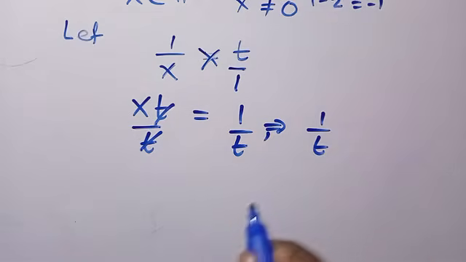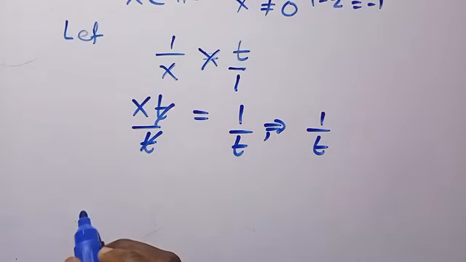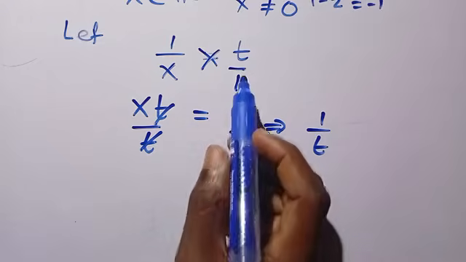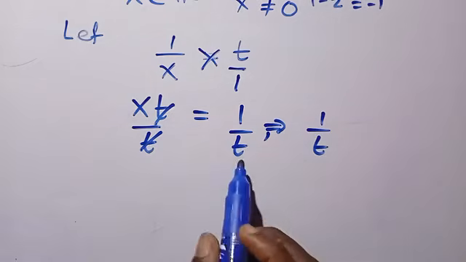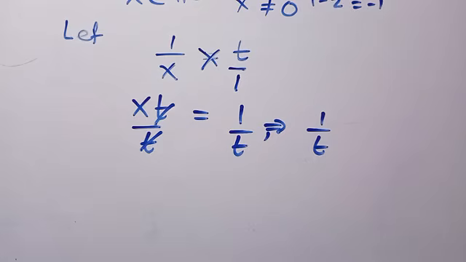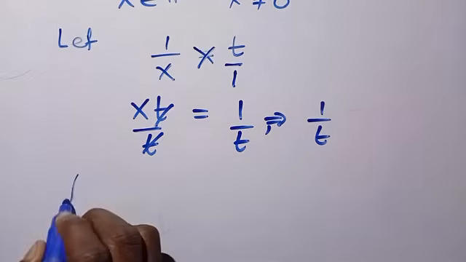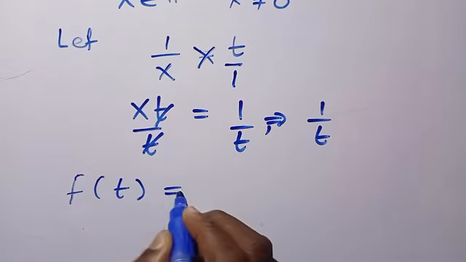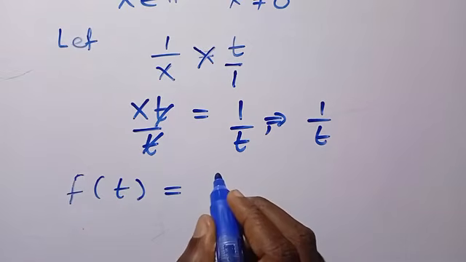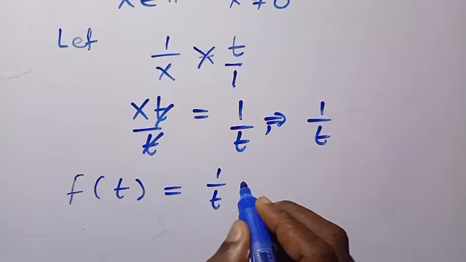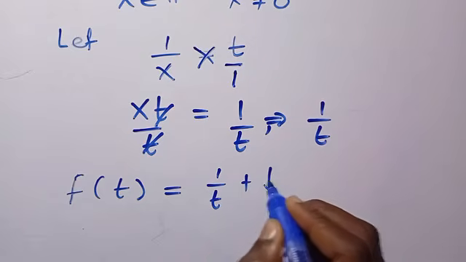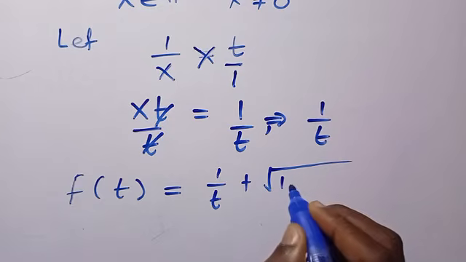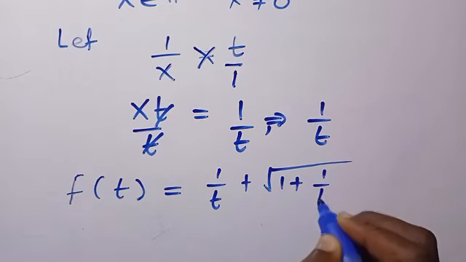So if x equals 1 divided by t, then we come back to the given question by replacing 1 over x with t, and we are going to replace every single x with 1 divided by t. Therefore, we have f of t equals x, which is now 1 divided by t plus the square root of 1 plus 1 divided by t.